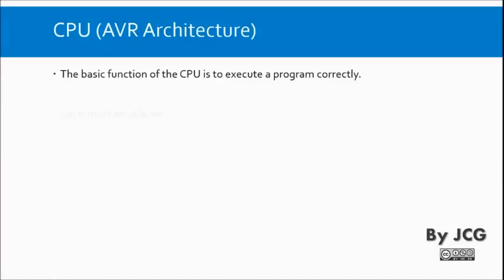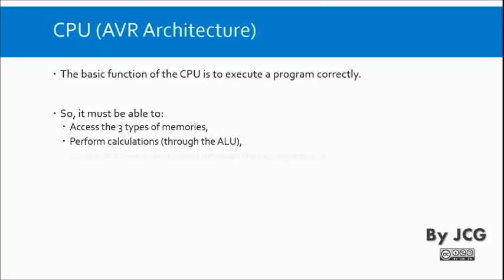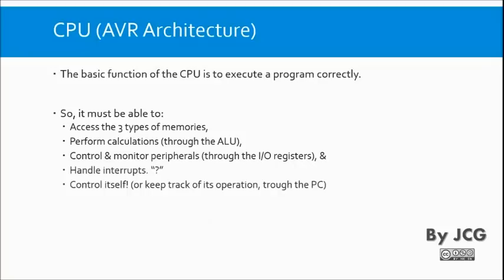The basic function of the CPU, which is the central processing unit, is to execute a program correctly. So, in order to execute a program correctly, it must be able to access the three types of memory we have already discussed. It needs to be able to perform calculations through the arithmetic and logic unit, and it needs to control and monitor peripherals through the input-output registers. It also needs to handle interruptions and control itself in order to keep track of its operation. This is achieved through a register that is called the program counter.